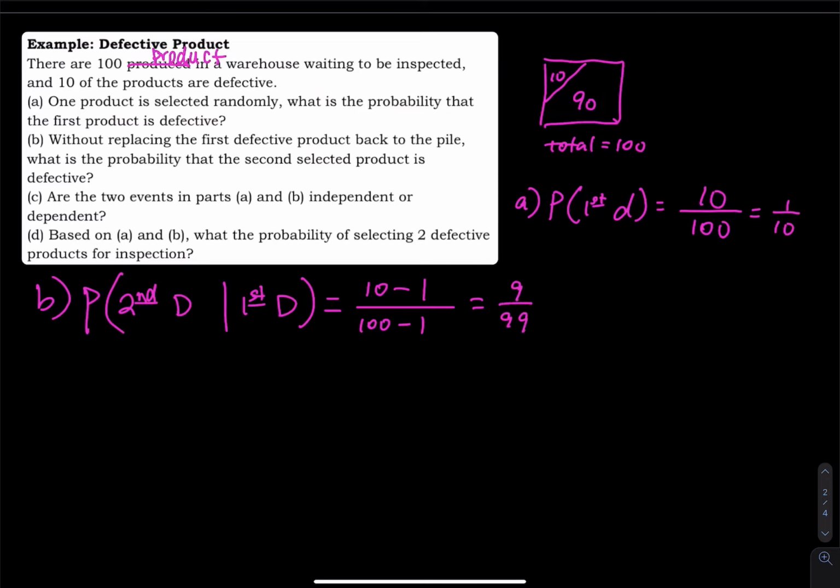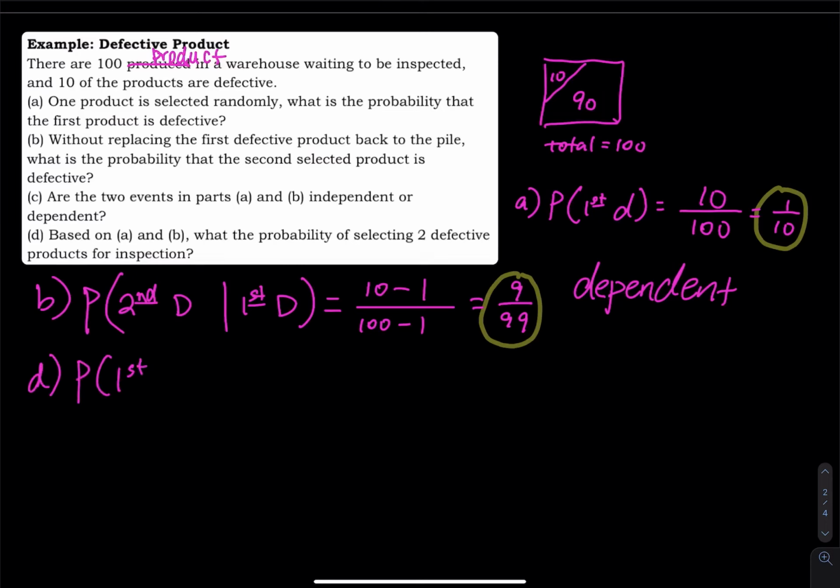So are they independent? The answer is no, they are not independent. These two events are dependent, because this probability affects this probability. The first result affects the second result. They are dependent. So that one I just answered C. Based on A and B, what is the probability of selecting two defective products? So the first one is defective, the second one is defective, right? So D. The probability first defective and second defective.